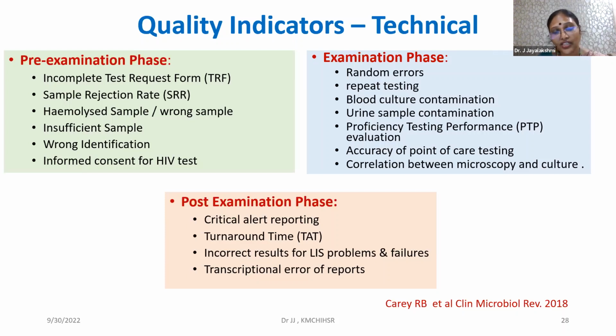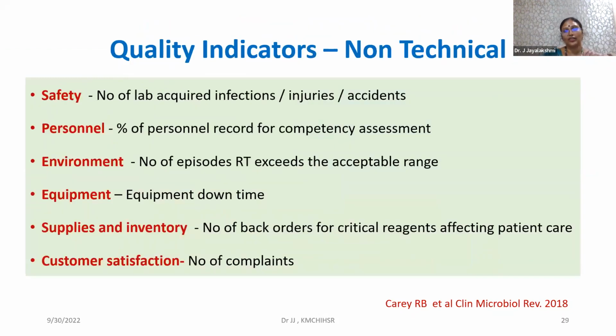The other is transcriptional errors in the reports that have been released. That could be yet another good quality indicator. How many of them would be manual transcriptional errors that we make? That can also be a good quality indicator. So you can choose any of them. These are the technical ones. Now these are the non-technical quality indicators, those related to safety, like I mentioned to you.